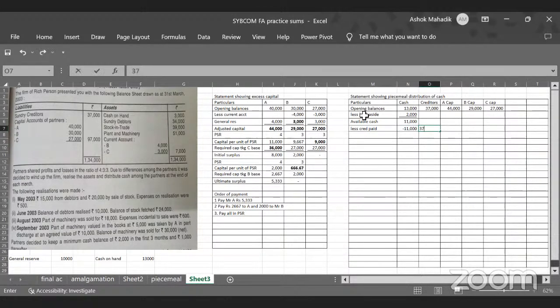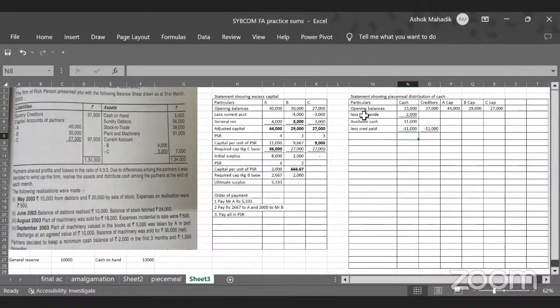Their outstanding balance was 37,000, but we don't have 37, so we'll write only 11,000. So balance left, cash becomes 0, and creditors left are 26,000, right? Okay. So now we'll go for next realization. So it says in May 2003, 15,000 from debtors, we realized 20 from stock, and expenses were 500. So 15 plus 20, 35,000. Out of that, 500 will be subtracted. If you want, you can show this in bracket.